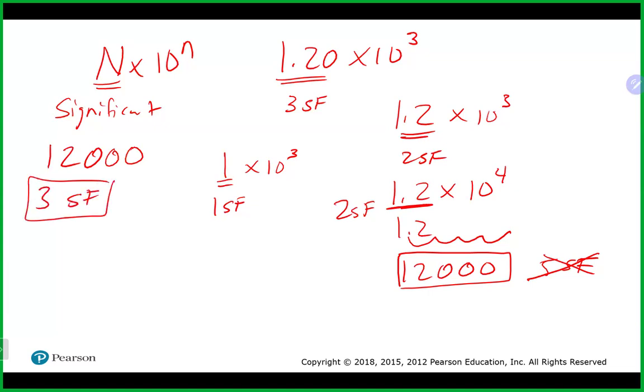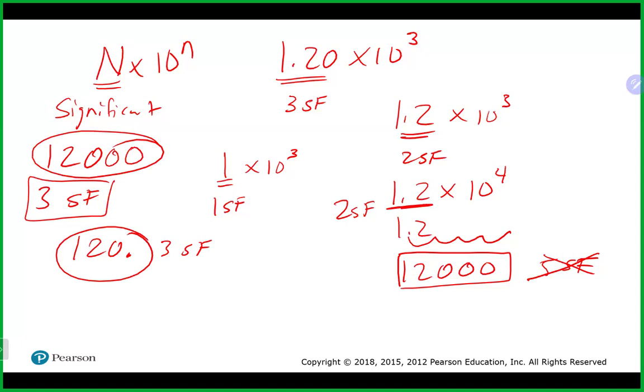There is no possible way to get this number in decimal form, if you will, a regular number form, to have 3 significant figures. The only way maybe you're thinking in your head is I could write 120, right? That is 3 significant figures, but there's a very big difference between those 2 numbers.